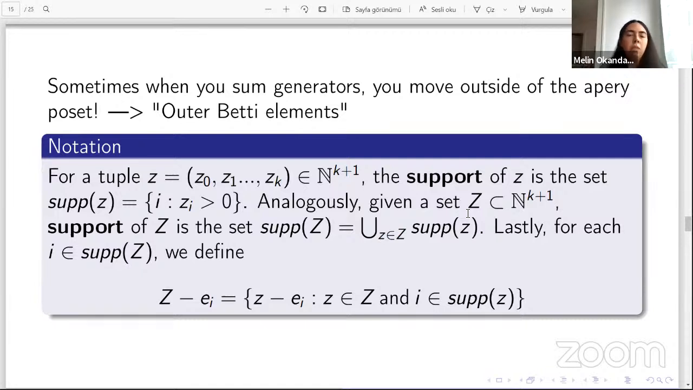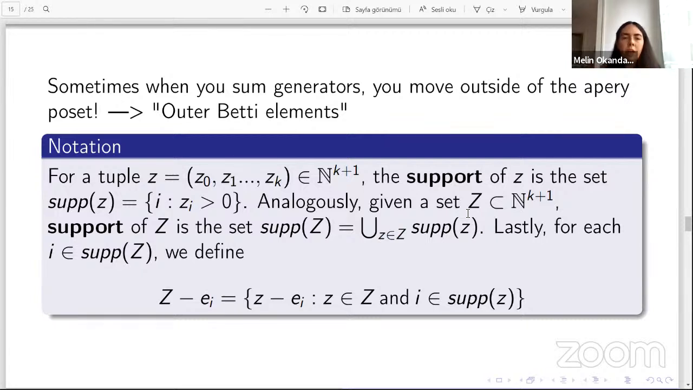Well, for example, at first, let us define what the support of a set is, and then we will move on to the definition of Apéry-Betti elements. Again, we are taking a k+1 tuple, and the support of that is the collection of its non-zero coordinates. We can define the same thing for a set instead of an element. The support of a set will be the collection of supports of its individual elements. It will be the union of them.